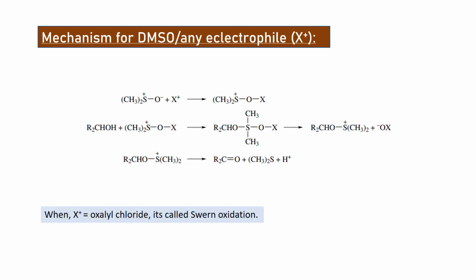So there is another example. If you use any electrophile instead of DCC, like acetic anhydride or trifluoroacetic anhydride, what will happen? This O minus will attack this electrophile. After that, when the alcohol is added, this alcohol oxygen will attack the sulfur center. Then the process afterwards is the same as the previous one.